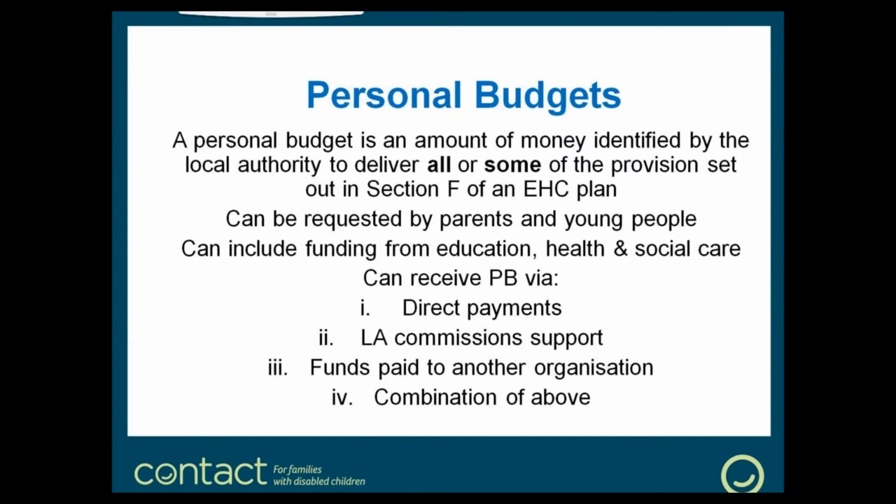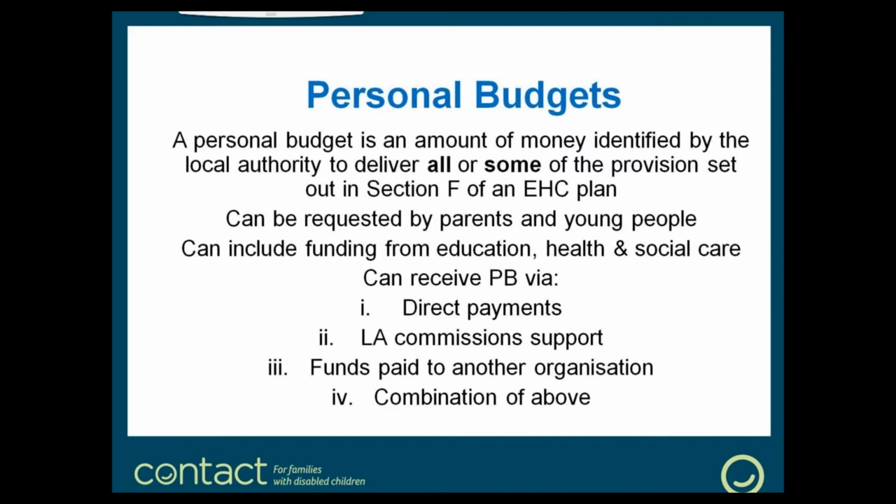So some families will receive direct payments to commission some aspect of provision themselves, but may also receive a personal budget that they pay to an agency for some other area of provision. An example of where we see personal budgets used mostly would be if your child needs to receive some type of therapy or provision that's not available in school, such as physiotherapy, for example. Maybe your child's school doesn't have a physiotherapist that comes into school to work with children.